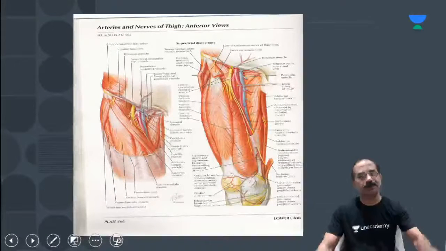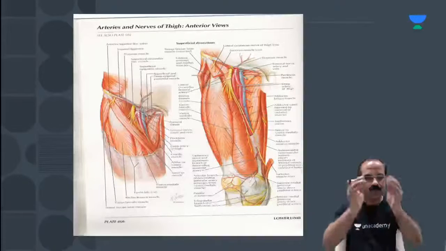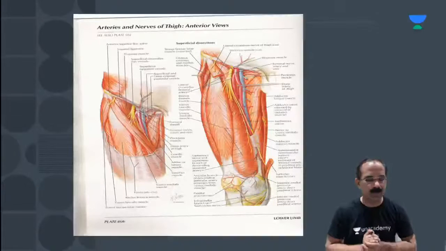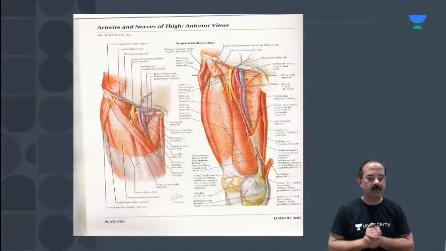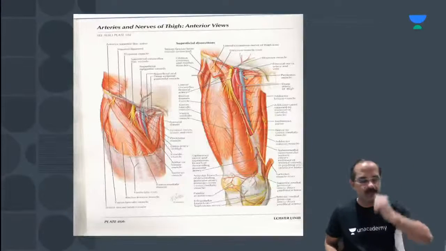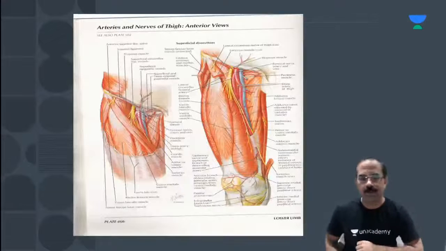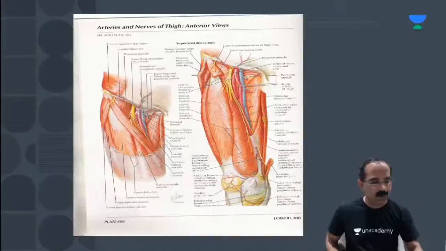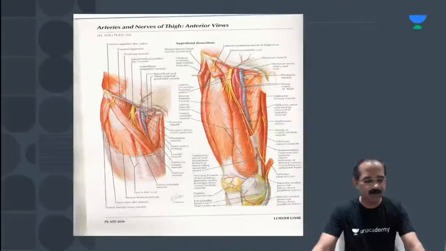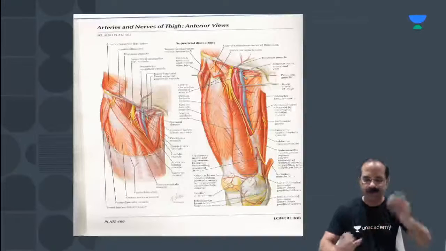Anterior compartment of the thigh. In the thigh, we've got three compartments: anterior, posterior, and medial. And in three compartments, we've got three nerves. The nerve of the anterior compartment is the femoral nerve. The nerve of the medial compartment is the obturator nerve, and the nerve of the posterior compartment is the sciatic nerve.